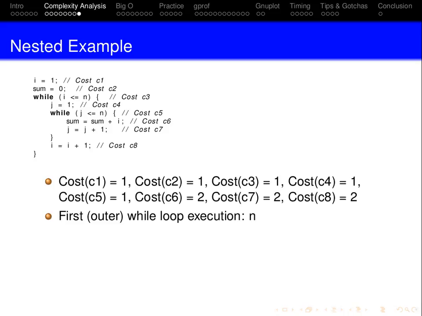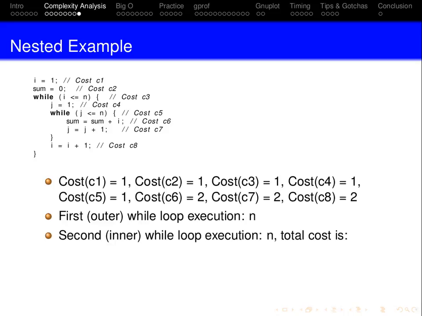Now, the first while loop execution is n. So what does that mean? It runs n times. And then C3 is going to be executed n plus 1 times, right. The inner loop execution is n, so that means C5 is going to be run how many times? All right, so not quite.